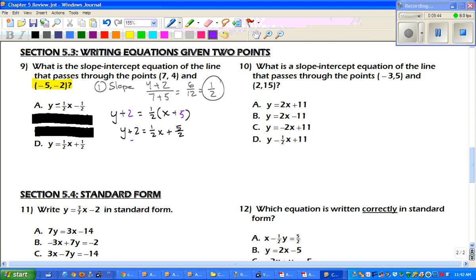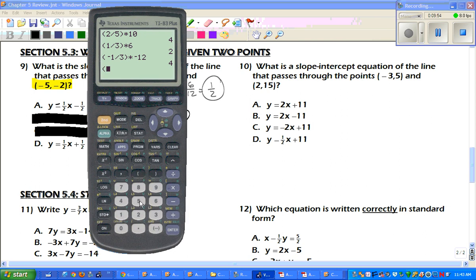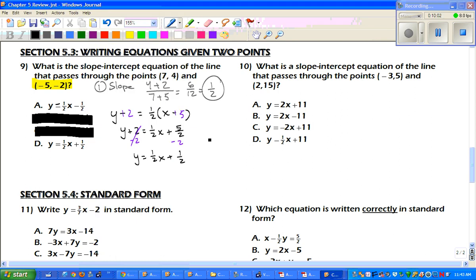We're going to subtract 2 from both sides. And this is something that you can do with your calculator right now. Be 5 over 2 minus 2, and it's going to give you 0.5, and 0.5 is positive 1/2. Okay. Hopefully your calculator was a little bit nicer and kept it as a fraction for you.